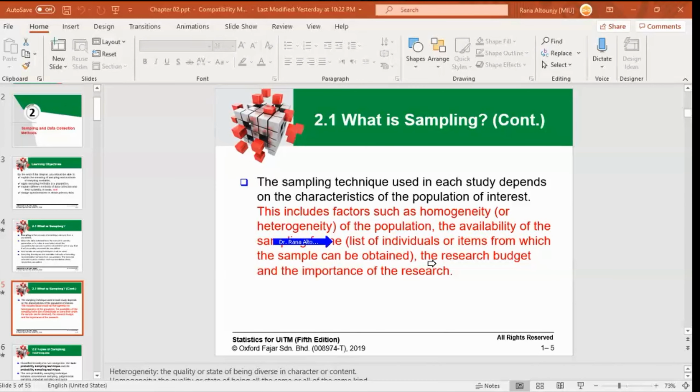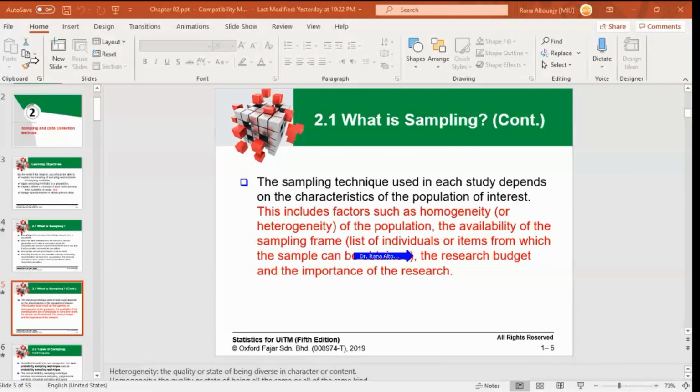Also the research budget. This is another point, because when we have a limited budget, we need to limit our sample or choose a specific sampling method which is more suitable to our budget. So when we are deciding the sampling method, we take into consideration 3 points. First, the homogeneity or heterogeneity of the population. Second, the availability of a sampling frame, which is a list of individuals in the population. Third, the research budget.